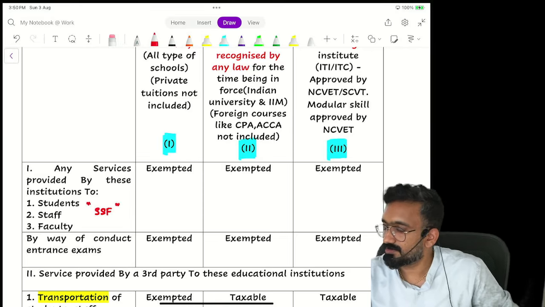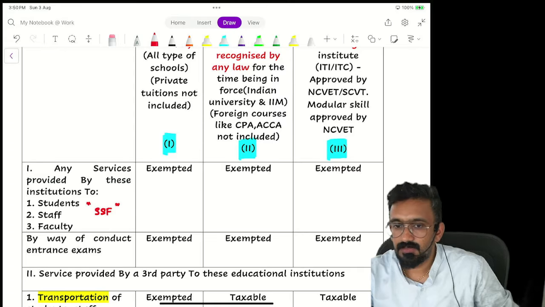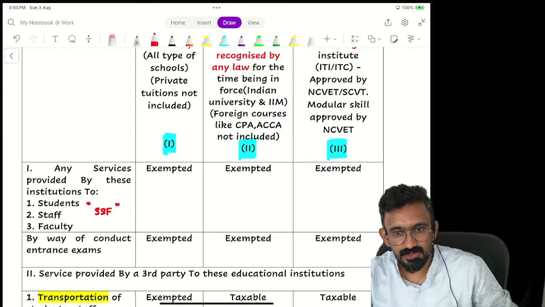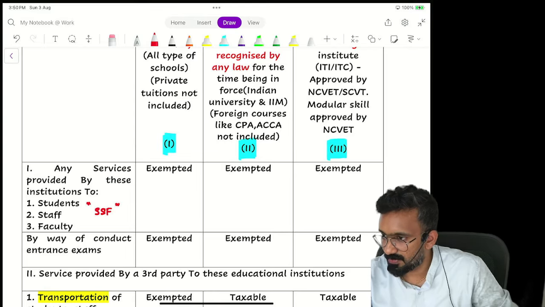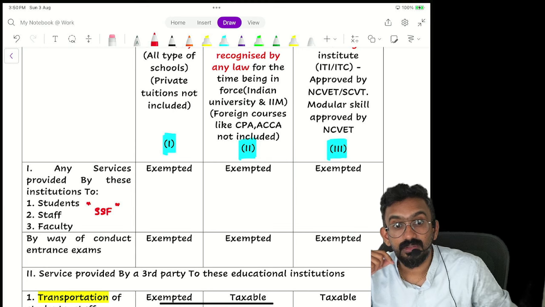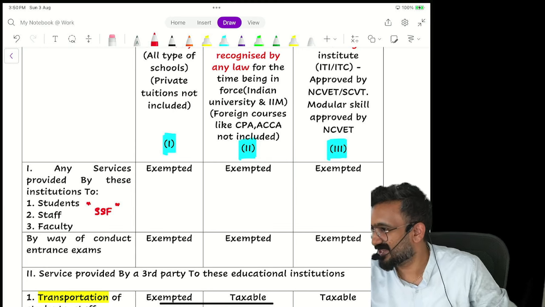Question to you. Say Infosys paid 15 lakh to ICAI to do the campus hire. ICAI is providing campus hiring services to Infosys. Taxable or exempted in this entry? Why? Correct. That's how you interpret.